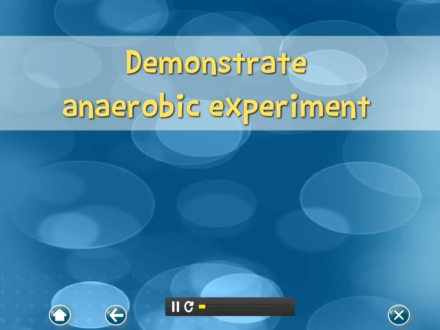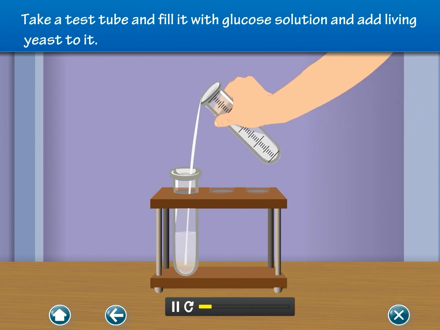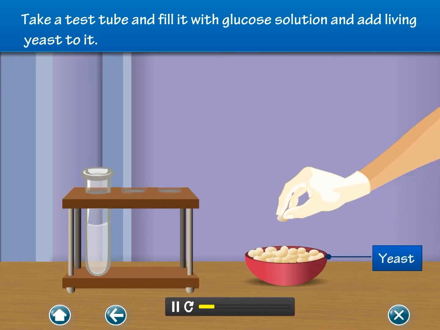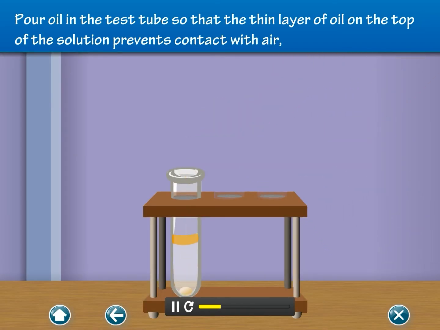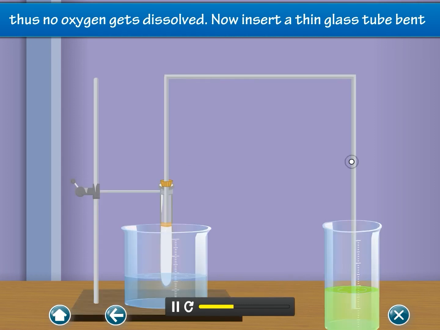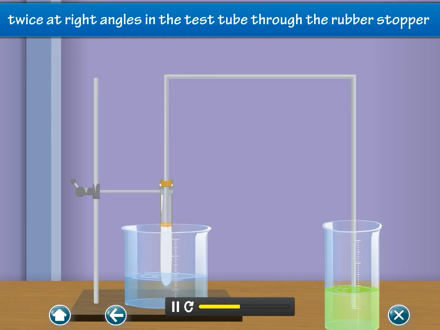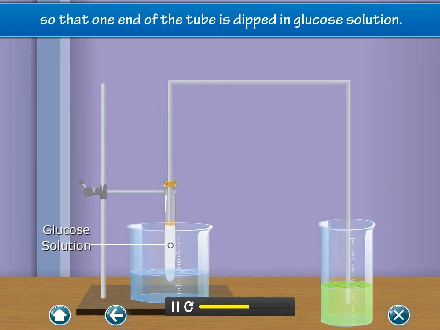To demonstrate the anaerobic experiment, take a test tube and fill it with glucose solution and add living yeast to it. Pour oil in the test tube so that the thin layer of oil on the top of the solution prevents contact with air, thus no oxygen gets dissolved. Now insert a thin glass tube bent twice at right angles in the test tube through the rubber stopper so that one end of the tube is dipped in glucose solution.